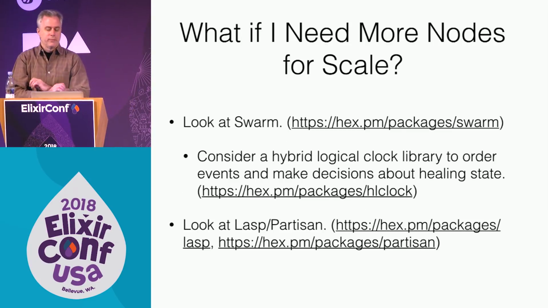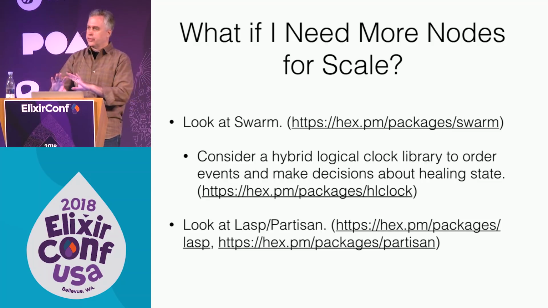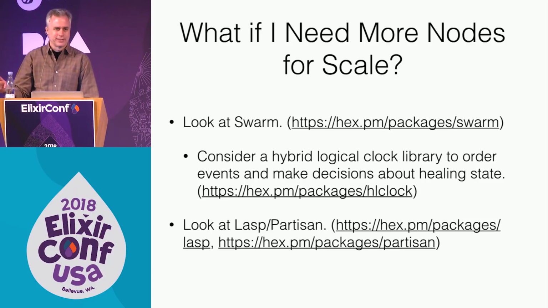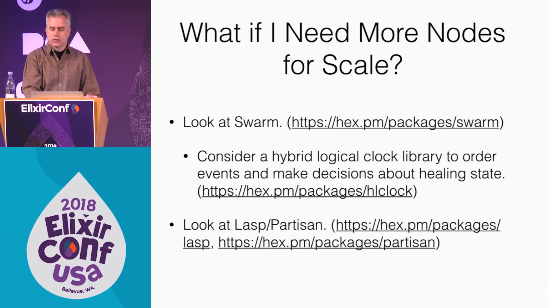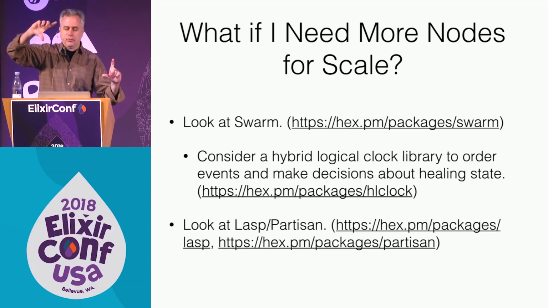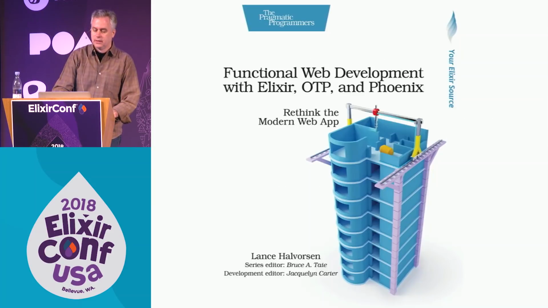So what happens if you need more nodes for scaling? That's two or three or four talks all in and of itself. We're not going to get there. So you might look at Swarm. If you're going to use Swarm, you might look at a hybrid logical clock library, like HLClock. What that will do is give you a logical ordering of events across nodes in a given time window. And if you have huge scale needs, you might want to look at LASP or Partisan. All of those are on Hex.